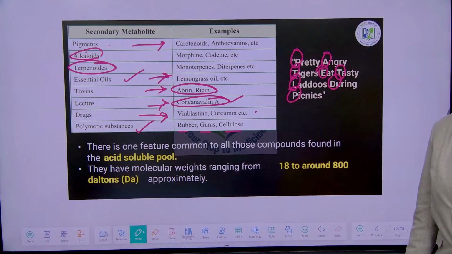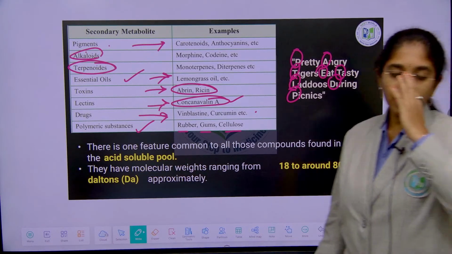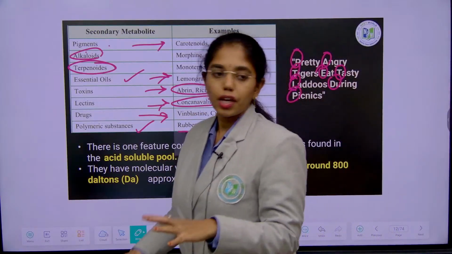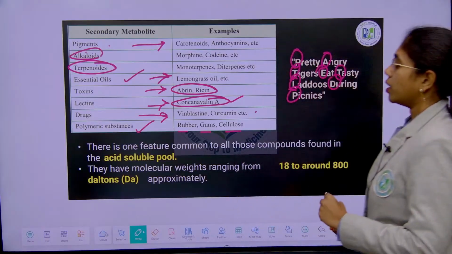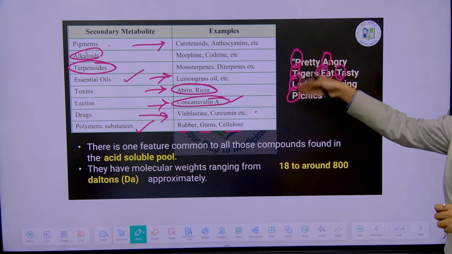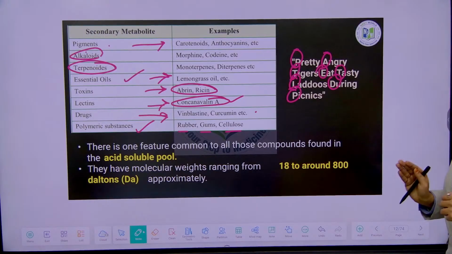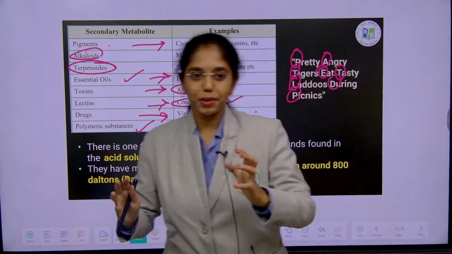Just two examples under each. Fix it in your mind now itself, okay? You need not by heart and say to someone else. If you are in a position to identify, that's enough, right? Next, so all these are obtained where? In acid soluble pool.